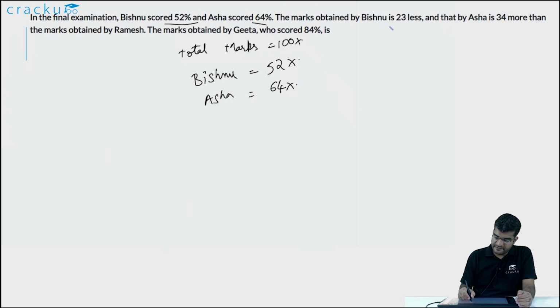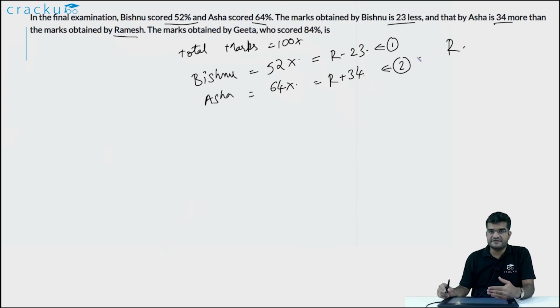We are told that the marks scored by Vishnu is 23 less than that of the marks scored by Ramesh. Let us assume that the marks scored by Ramesh is R. Therefore, Vishnu's 52x is equal to R minus 23. And we are also told that Asha scored 34 more than Ramesh. So again 64x is equal to R plus 34. This is the first equation and this is the second equation.